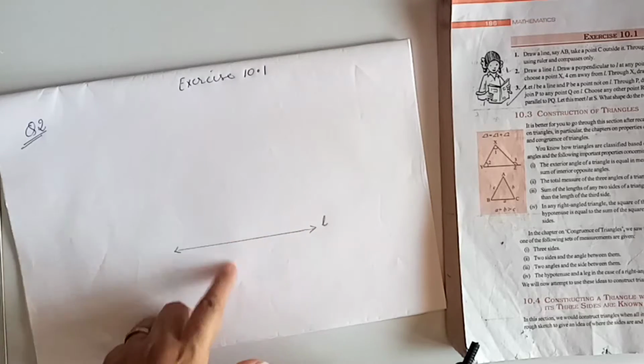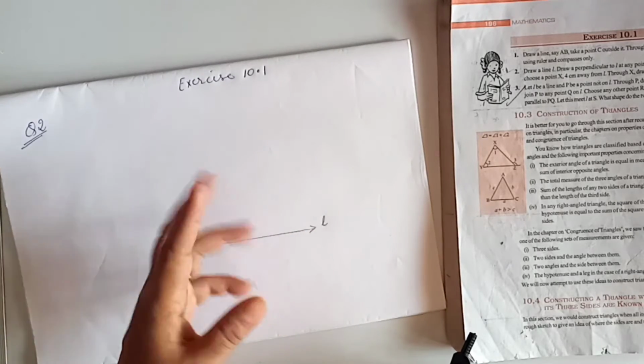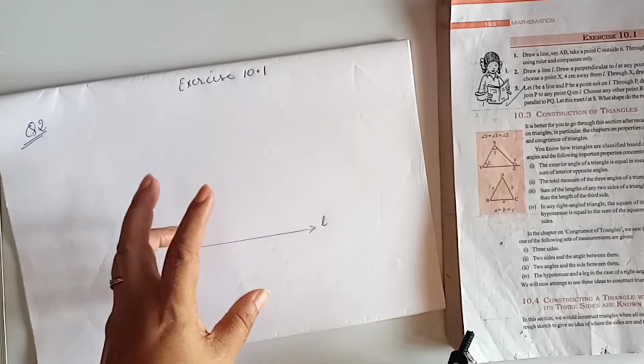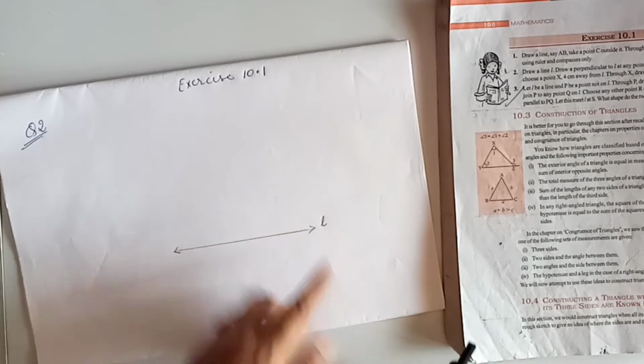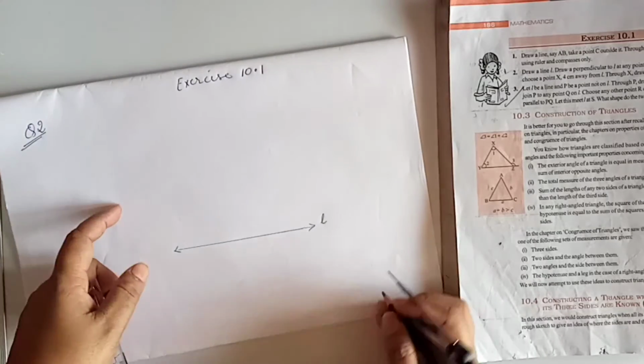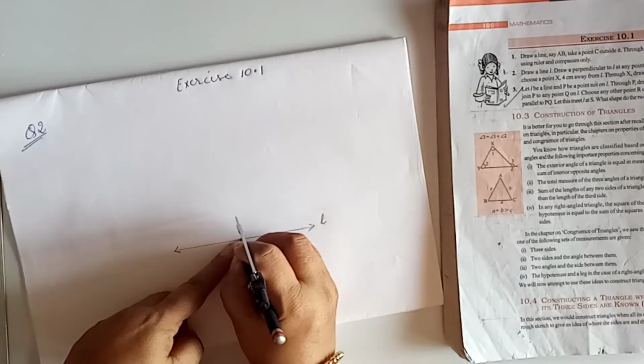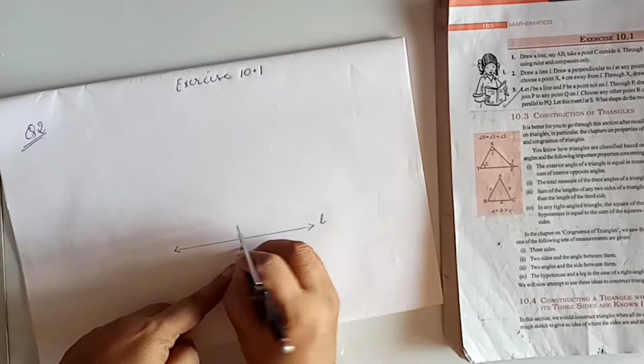We have to draw a perpendicular line. Perpendicular means 90 degrees. So we have to draw a line perpendicular to line L at any point. First I have to take a point. Suppose I have taken a point here. Suppose I have taken point A.